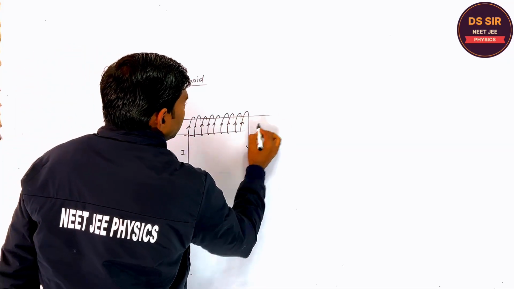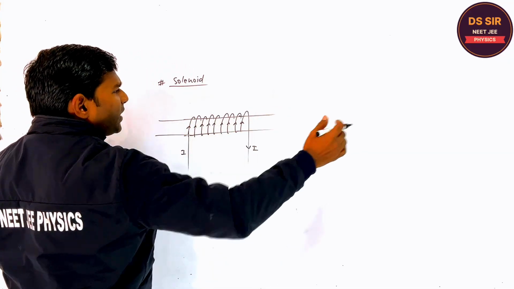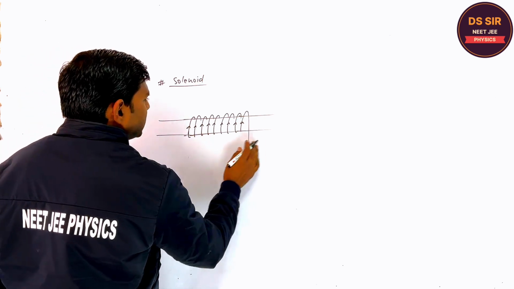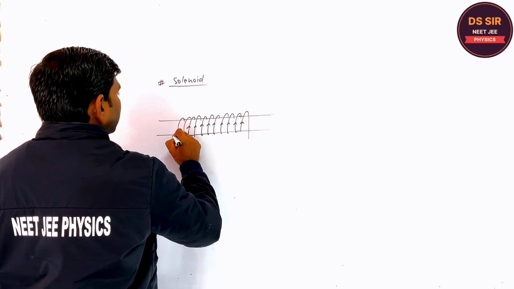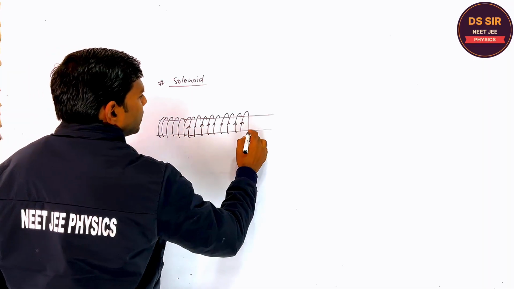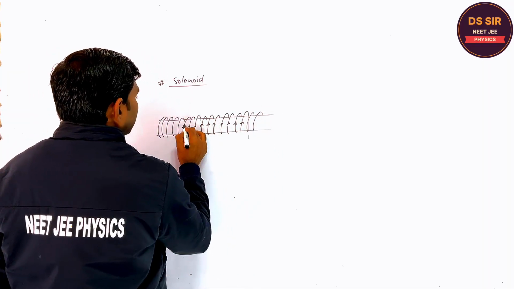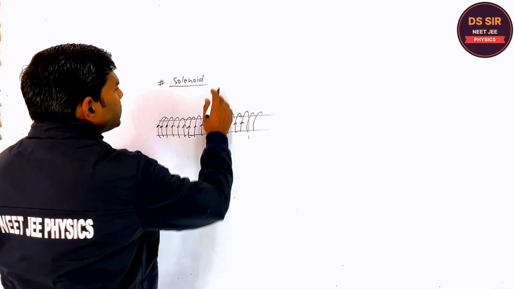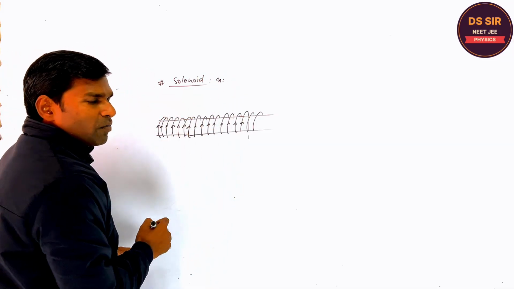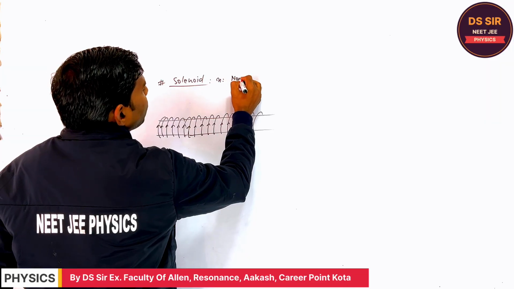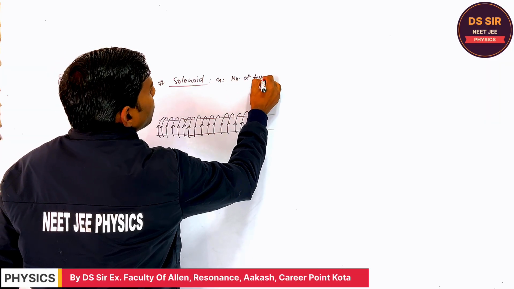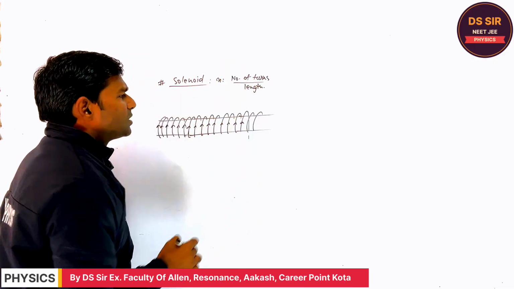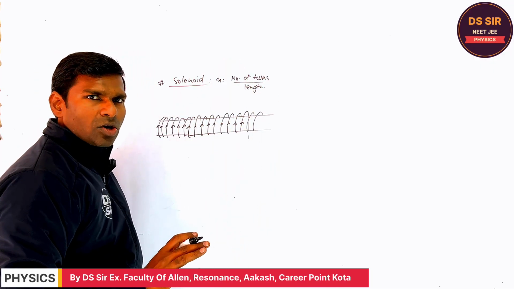Initially we will consider the infinite length, an infinite solenoid. You may consider it like this. This is the infinite length current carrying wire. The property of the solenoid is small n. What is small n? It is the number of turns per unit length. Is it clear or not?